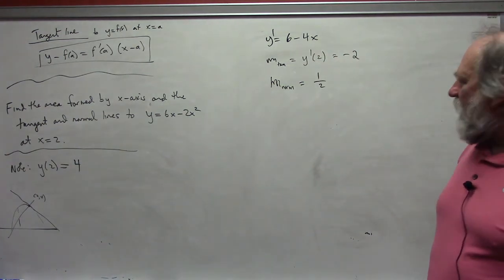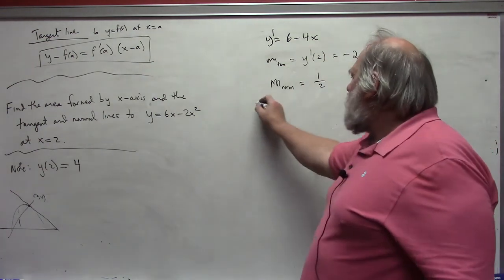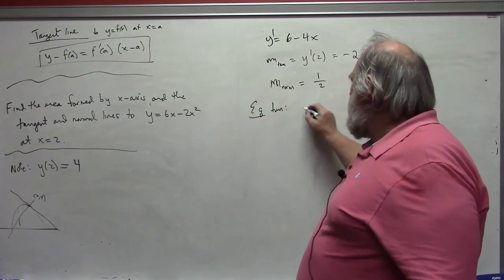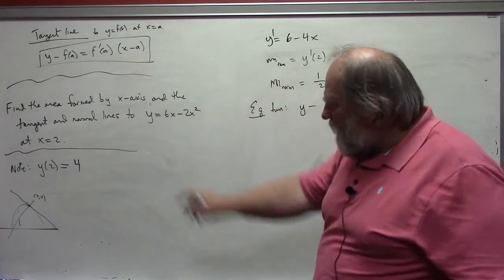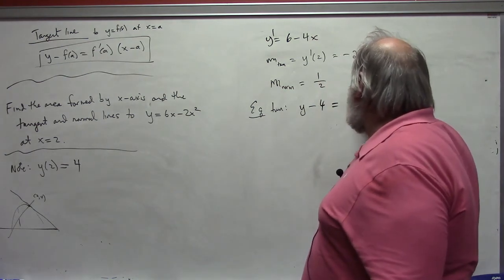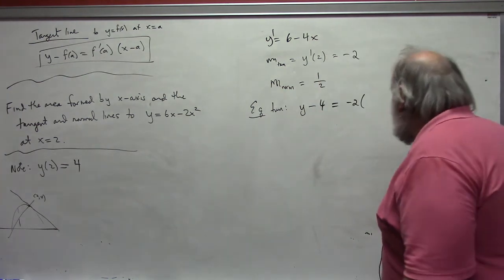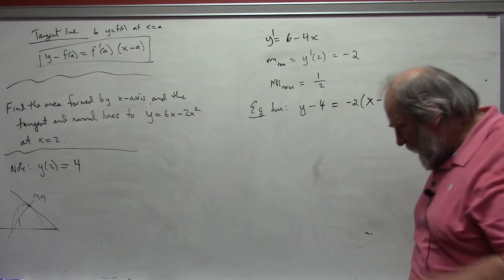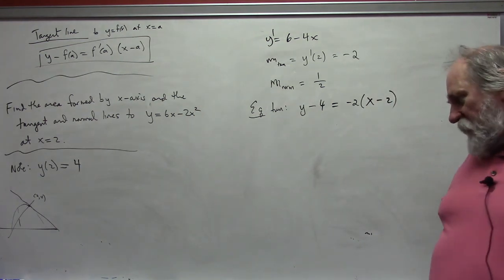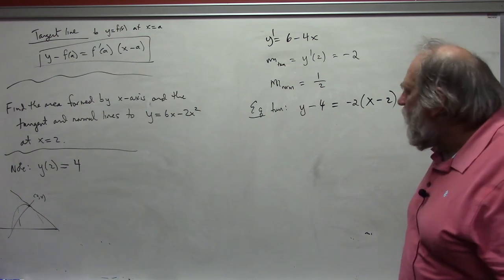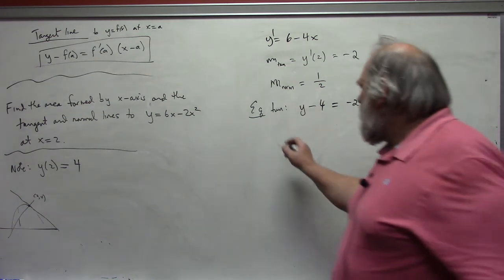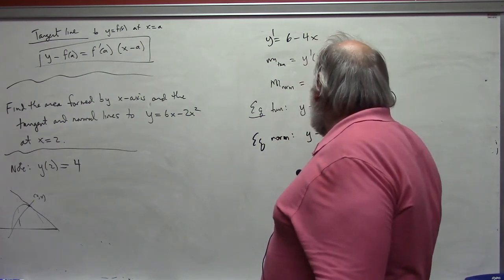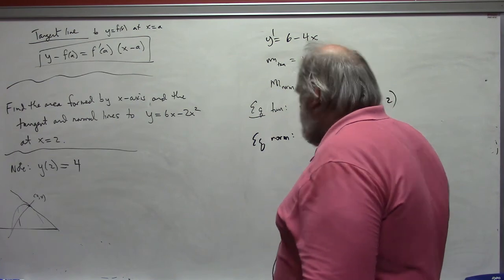And then we would get the equation of the tangent line would be y minus 4 is equal to negative 2 times the quantity x minus 2. My picture is not exactly correct. I'm on the wrong side of the parabola, but that's okay. And my equation of the normal line would be y minus 4 is equal to positive 1/2 times the quantity x minus 2.